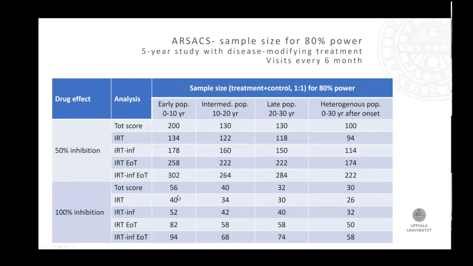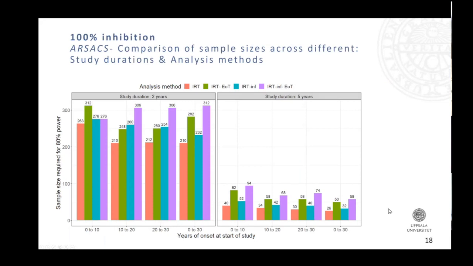The figures are similar if we're looking at the 100% inhibition. Naturally, if we can stop disease progression completely, the numbers needed are much lower. This was the same data as I just presented, in this case for 100% inhibition in RSACs. If we move from a 5-year study to a 2-year study, we can see quite a large difference in terms of numbers needed in the study.